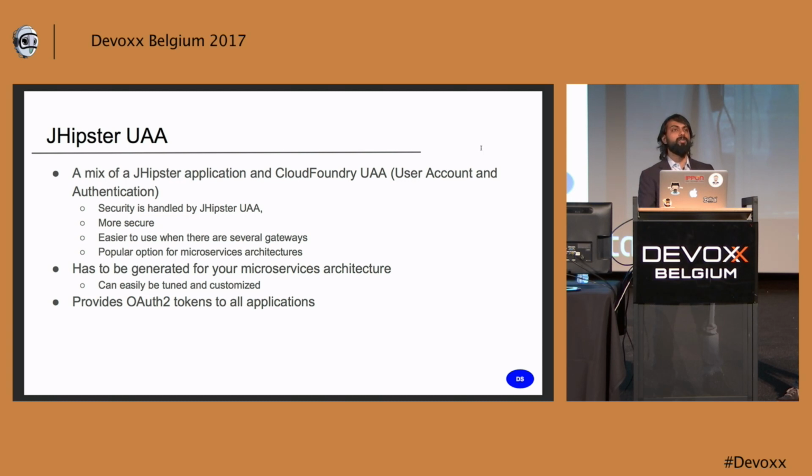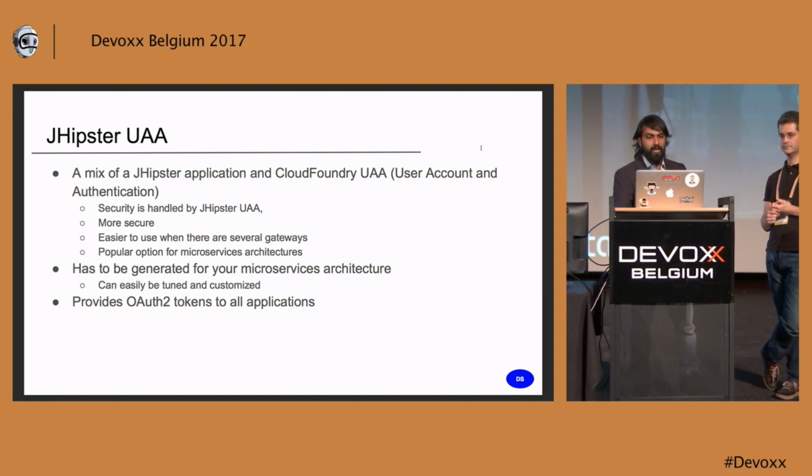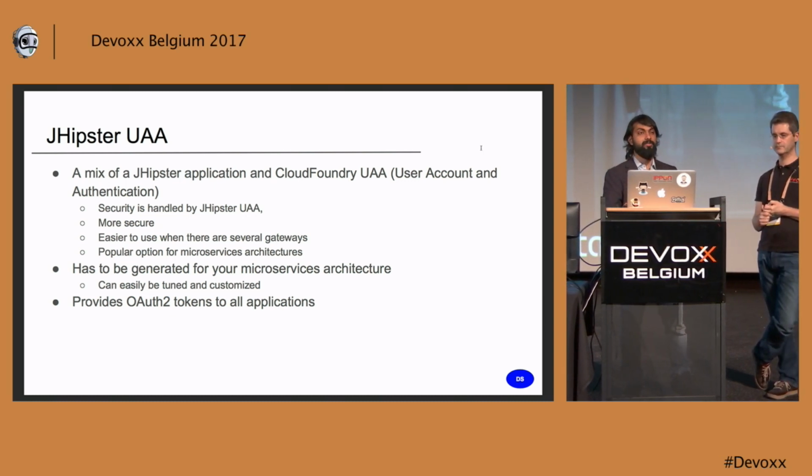It's easier to use when you have multiple gateways, because it is easier to handle. Normally in our JWT option, user management is handled in the gateway itself. But when you have several gateways, it doesn't make sense to have user management in each of them. So it's better to move it out to its own service. It's popular for microservice architecture where you need better security than JWT, or you have more gateways.